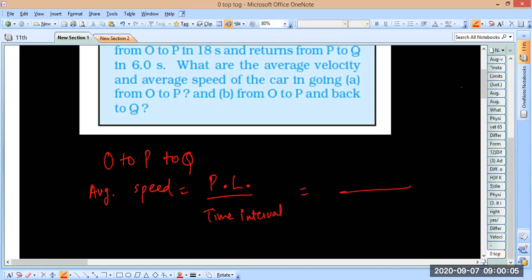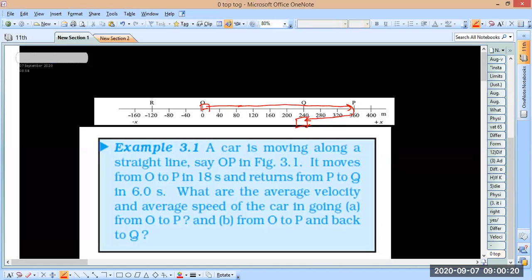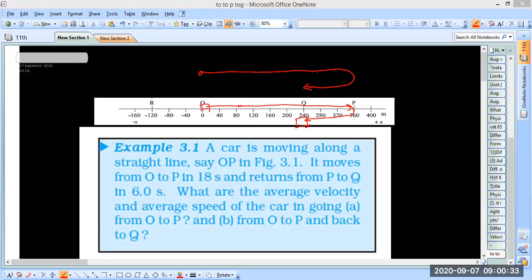Remember it's going from O to P to Q. So we just have to take O as starting point and Q as final point. So path length O to P to Q. Look at this diagram, that will help. It goes all the way from here to there and then comes back. We have got 36 answers. Sorry, I will not be able to take all of your answers. I will just write the final one, and if you don't understand, you tell me again.